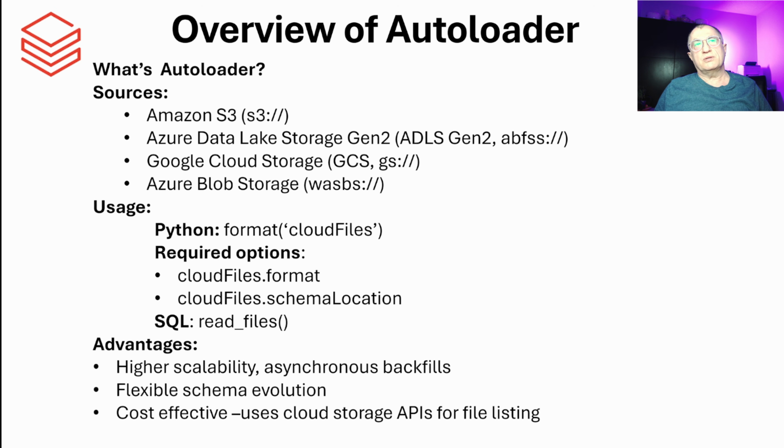Now, I already mentioned some of the advantages. Autoloader has high scalability, designed to quickly discover lots of files arriving to your storage. Great file discovery and notification systems that we're going to explore shortly. It allows you to ingest data asynchronously. Autoloader has flexible schema evolution options, which allows you to change schema management based on your needs. Finally, Autoloader is a cost-effective service. It discovers and ingests the files using relatively low-cost services.